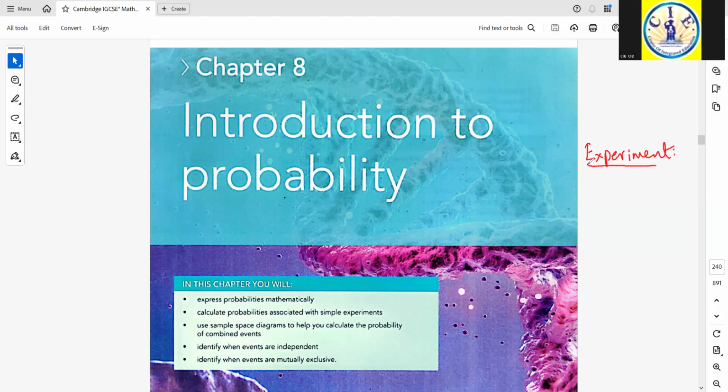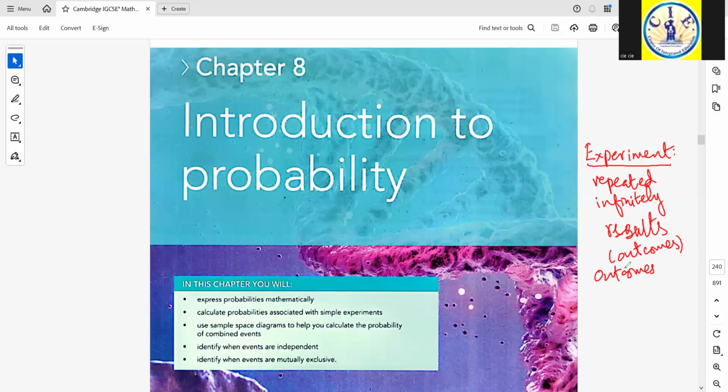It is a process which can be repeated infinitely, having some outcomes or results. These results in probability theory are known as outcomes. So outcomes are actually the results of an experiment.